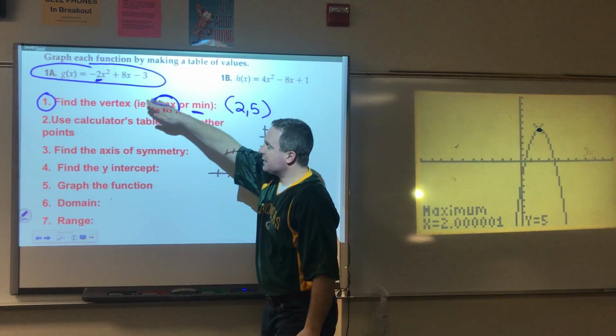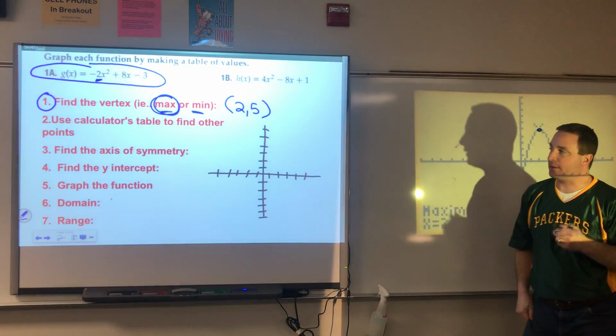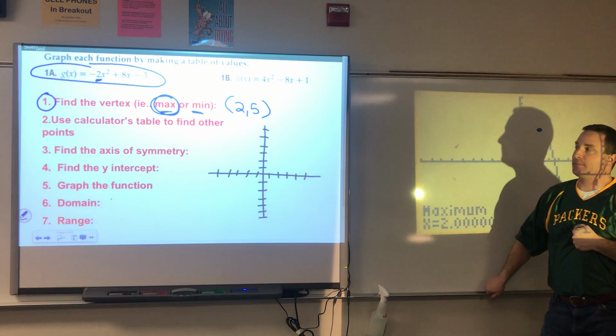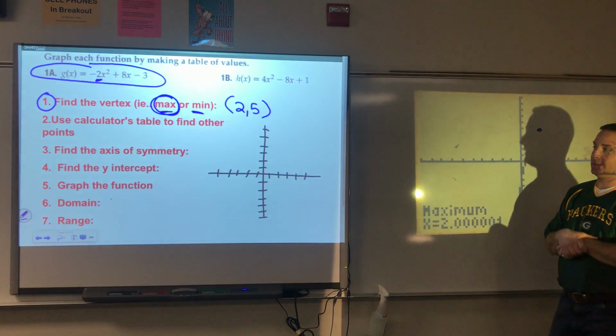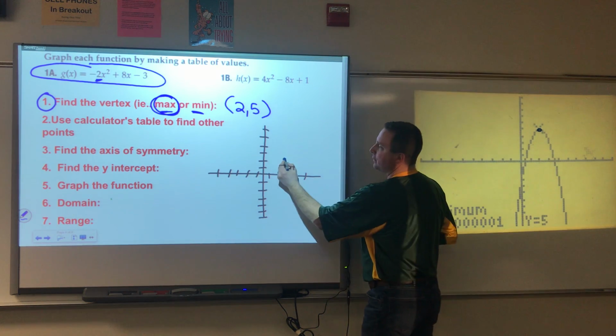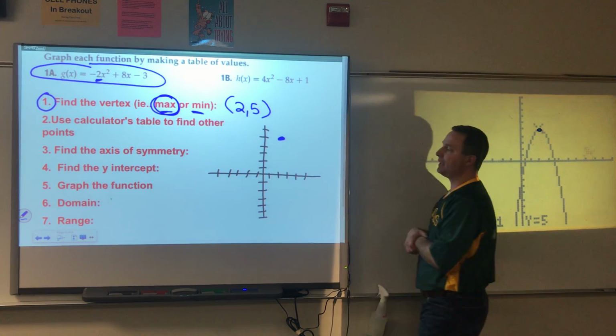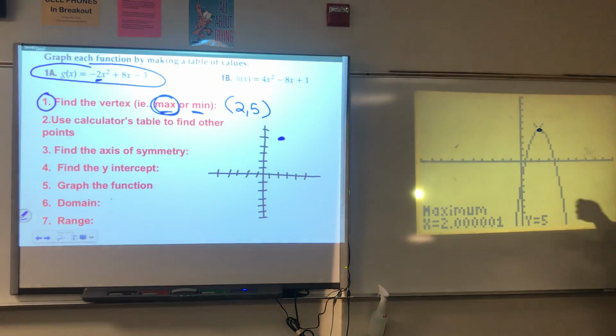These 7 things, by the way, I'm going to have you do all 7 of them on the handful of problems that you have to graph today. So there's the first point. I'm going to put it up here, over 2, up 5. 1, 2, 3, 4, 5, right up here. I need to make a nice big point on my graph.